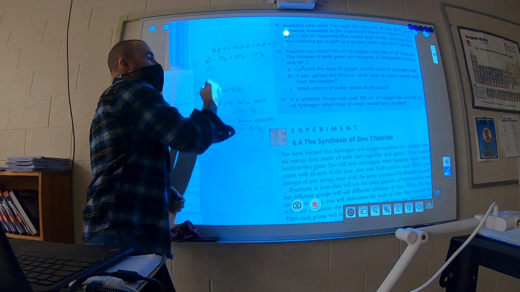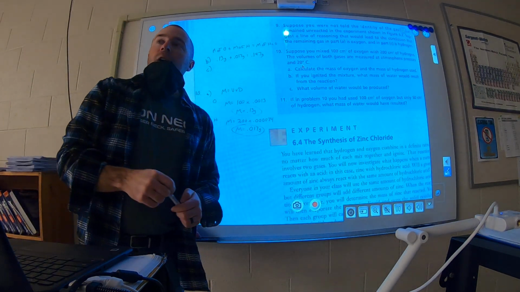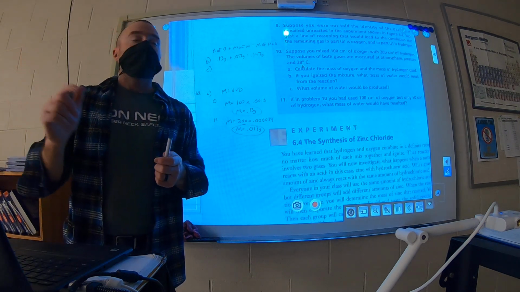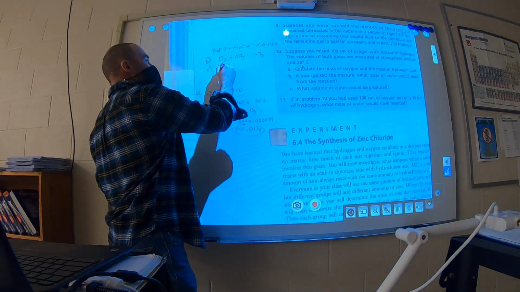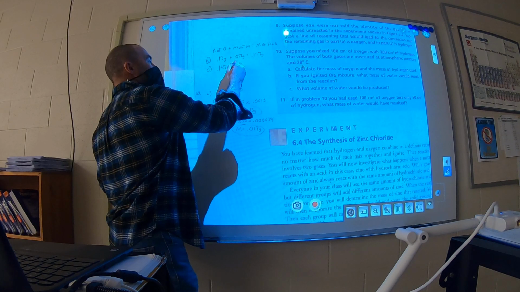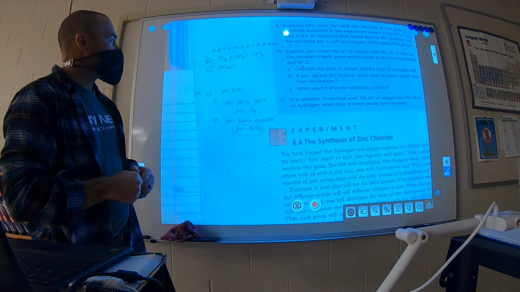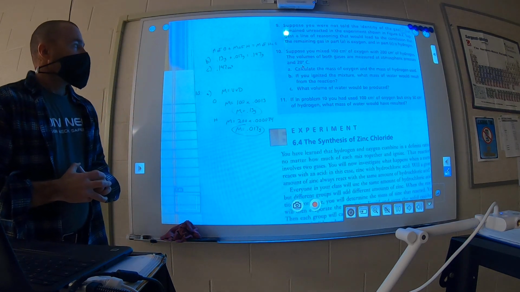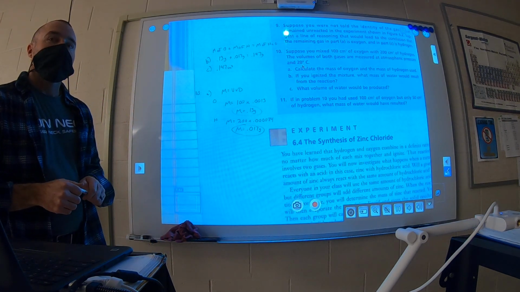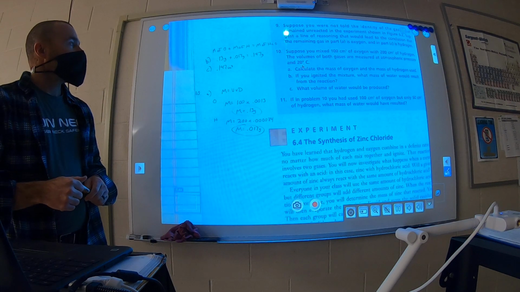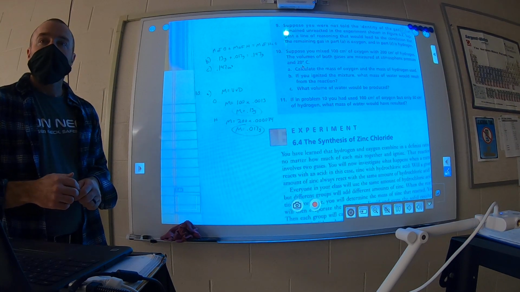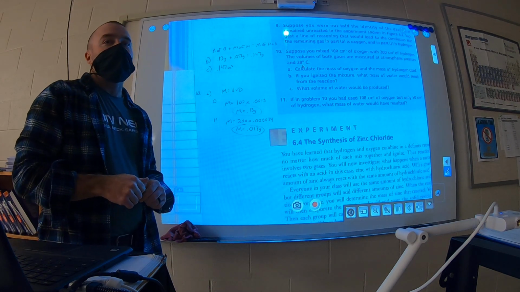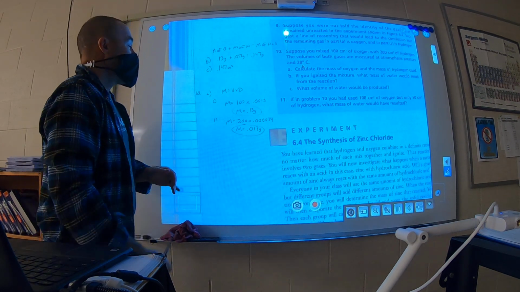And then on C, what volume of water would be produced? Do we need to calculate that? We just said the density of water is 1, right? So it's 0.147 cubic centimeters. That's if the water was a liquid, right? Because if it was a gas, it'd be a lot bigger than that one. And if it was a solid, it would be bigger than that too. Okay.